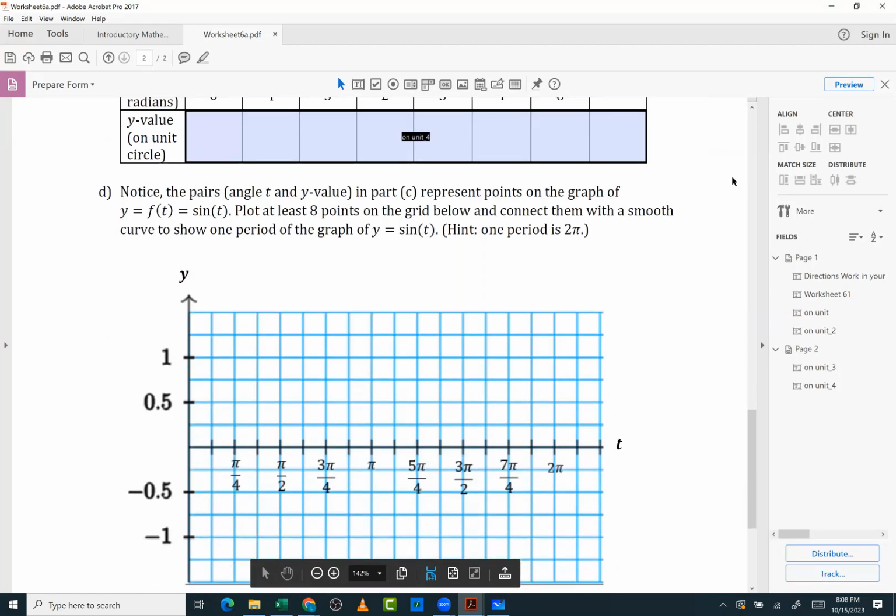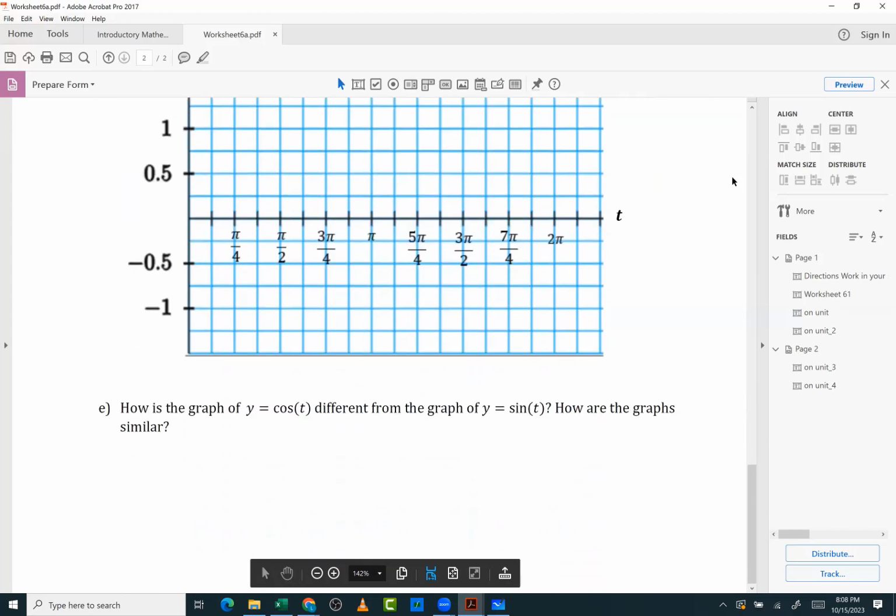And there's another graph of the y function. And then it says, how is the graph of y cosine t different from the graph of y sine of t? How are the graphs similar? Well, we kind of talked about it. They're shifted. Let's do it, because I don't know what's on the quiz, so we might as well do everything. So this is pi over 2, pi, here 0.